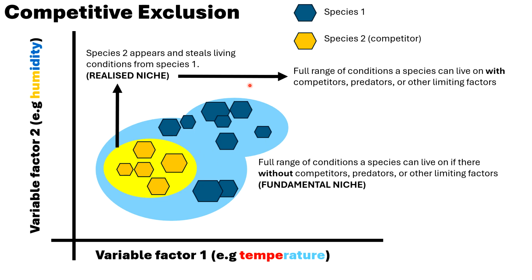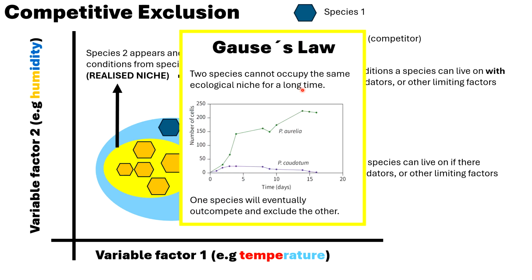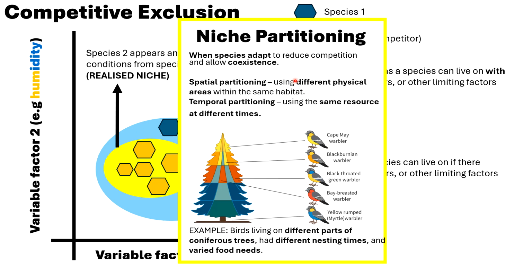And so again, the realized niche is the full range of conditions a species can live on with the presence of competition, predation, or other limiting factors. Now this ties in with Gause's law, which states that two species cannot occupy the same ecological niche for a long time because one species will eventually outcompete and exclude the other. Now lastly, niche partitioning is a phenomenon when species adapt to reduce competition and allow coexistence between each other. And there are two types.